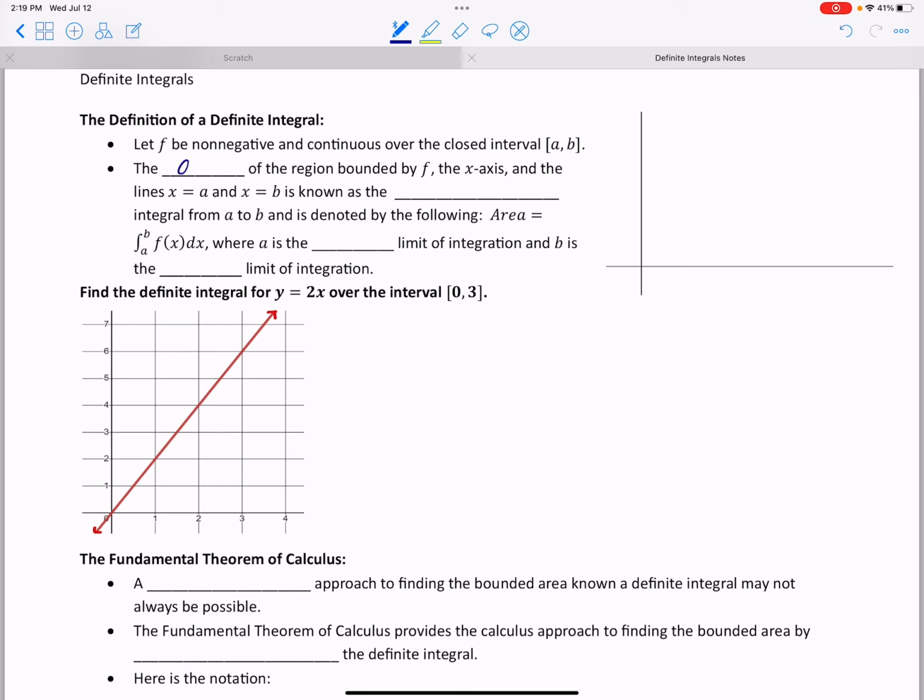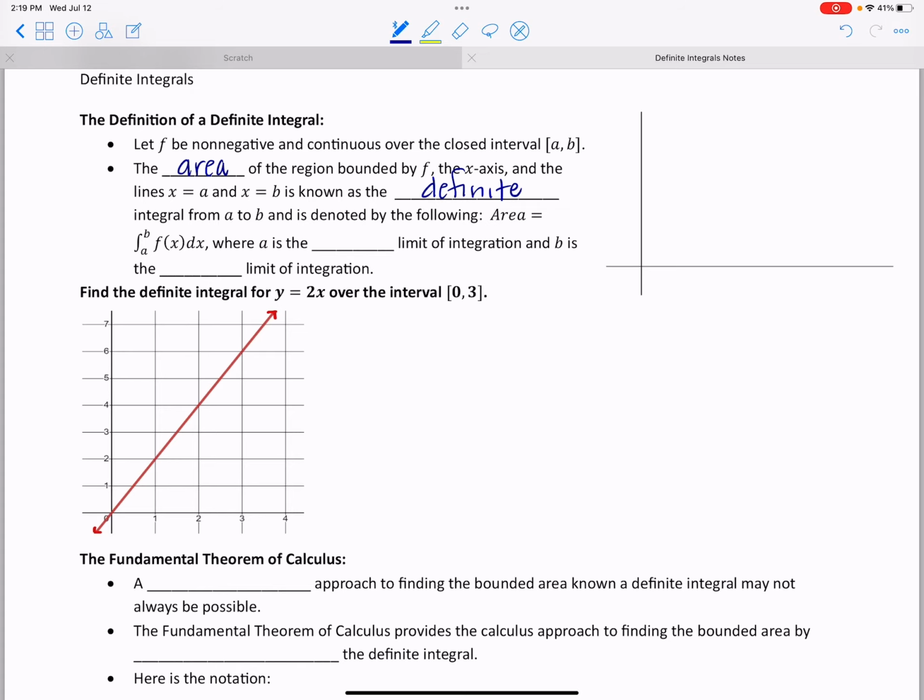So when we're finding a definite integral, we are finding area. Again, it's an area of a region that is bounded by our function, the x-axis, and the lines x equals a and x equals b, which are the ends of our closed interval. That is the definite integral definition.